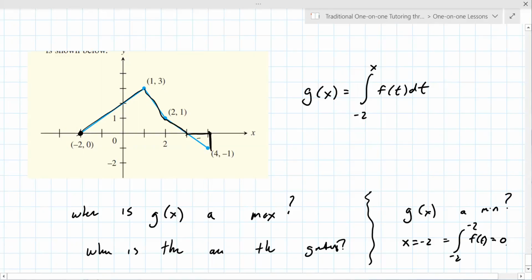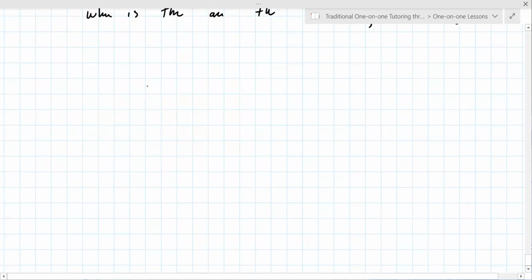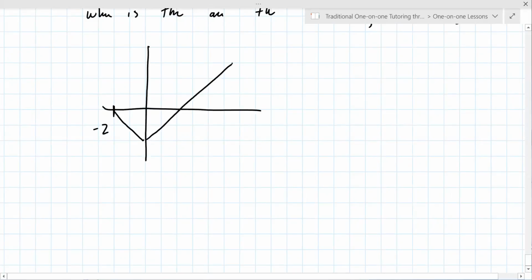But if I gave you a different graph, like if this was the graph here and this is -2, and then it comes up and this is 2, all of this area contributes negatively. So the min would now be at x equals 2. Because right at that point, you stop counting negative areas, and then you go to positive areas.